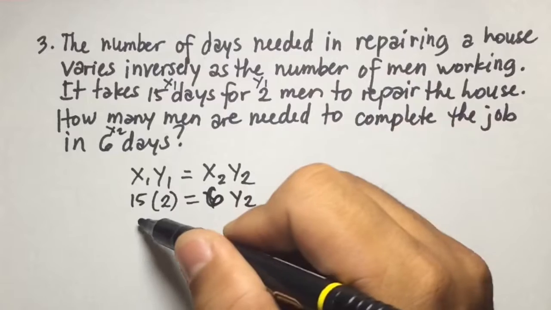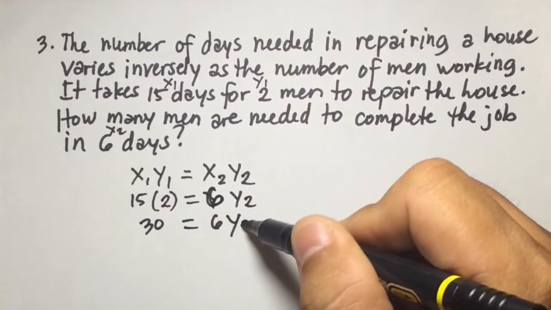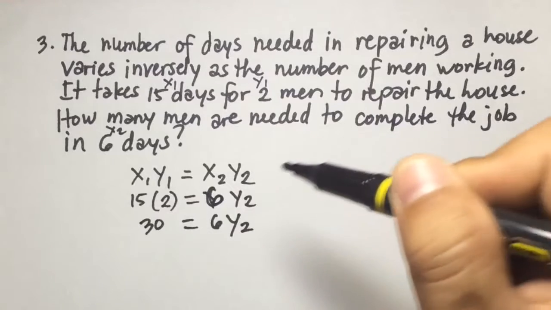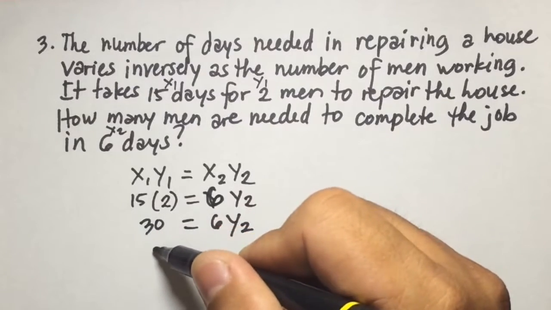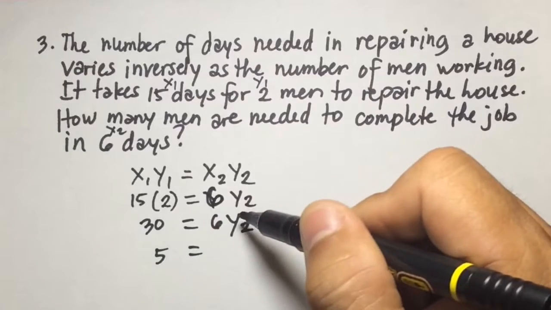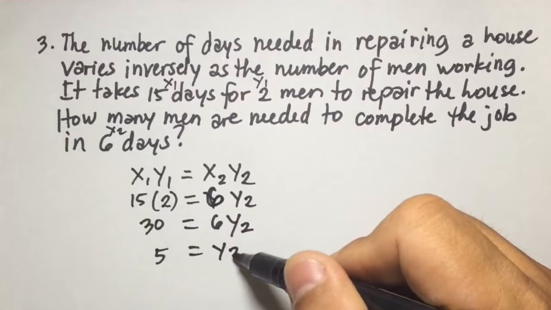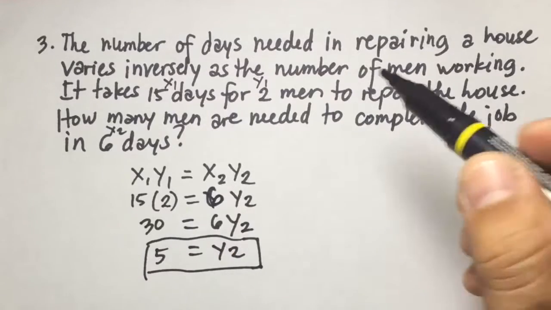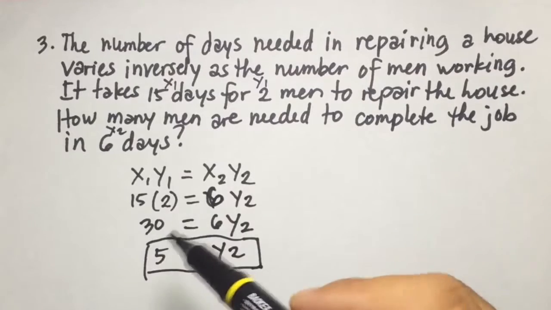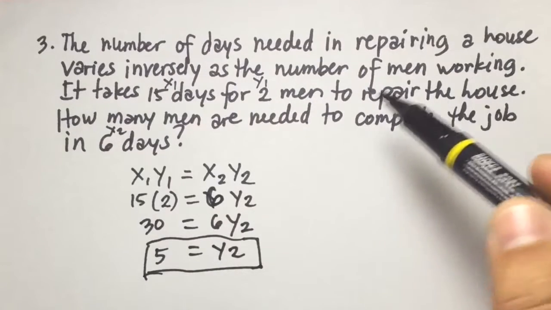So 15 times 2 is 30. Then this is equal to 6 y sub 2. Then finding the value of y sub 2, we're going to divide both sides by 6. So 30 divided by 6 is 5. Then 6 y sub 2 divided by 6 is y sub 2. So this will be our answer. Therefore, we're going to need 5 men in order to complete the job in 6 days.